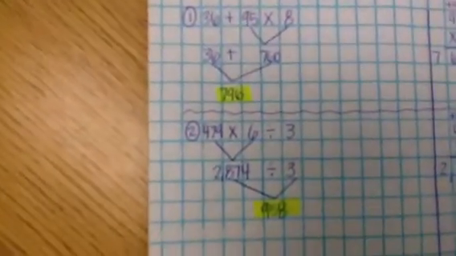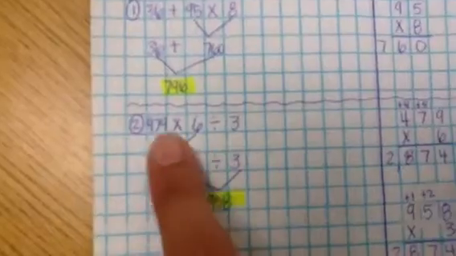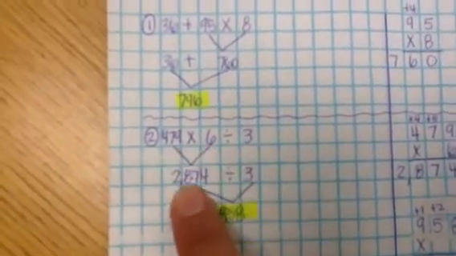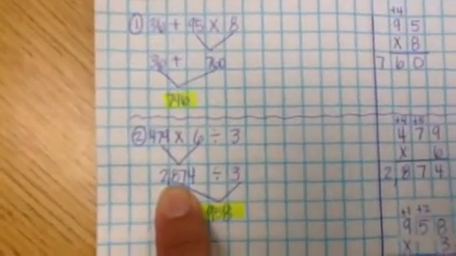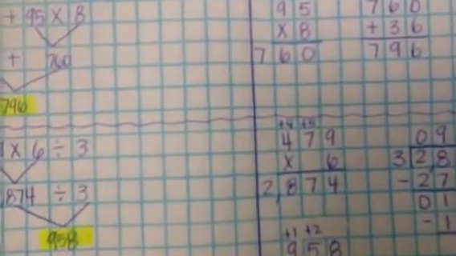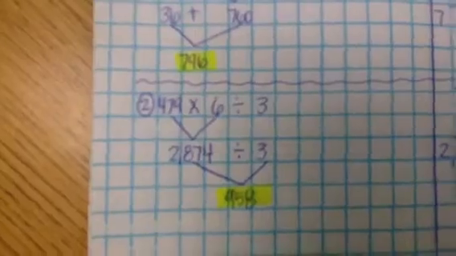Looking at number 2, we have 479 times 6 divided by 3. The first thing we need to do is multiply and divide from left to right. So we do this part first. 479 times 6 is 2,874, and the way I got that is right here. And then I'm going to divide that by 3.